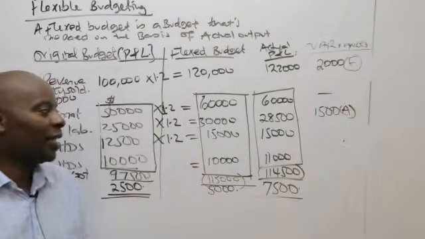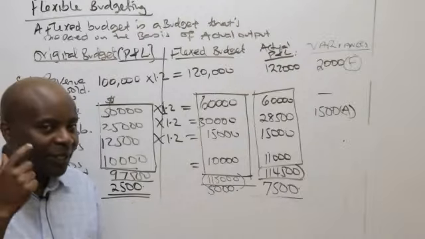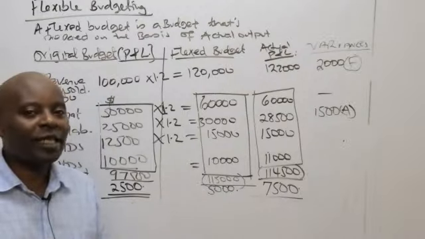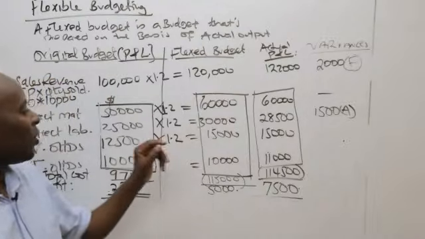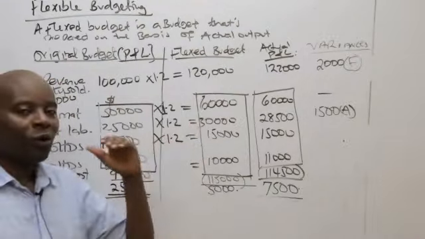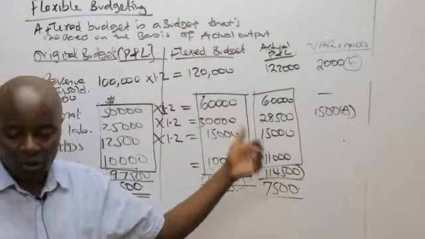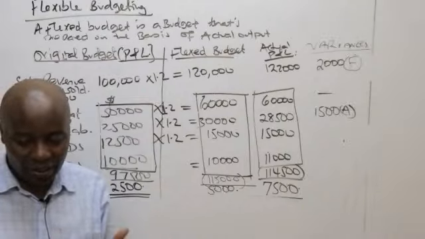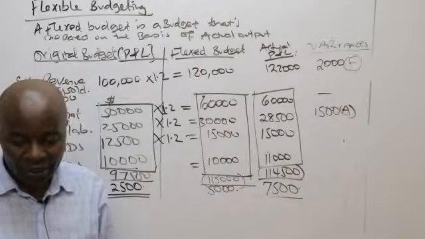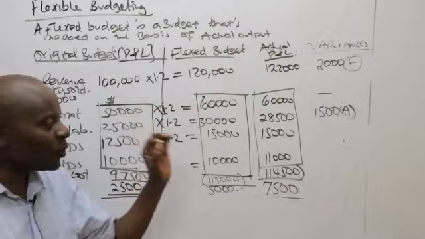Here for flexible budget, you must do some reasoning. It's not like the other one where we were just subtracting. Here you have to reason a little bit. For direct labor, we are prepared to pay a whole 30,000, but we actually paid less. When you pay less, does that really disadvantage you, or does it put you at a point of advantage? So here you have always to reason a little bit.